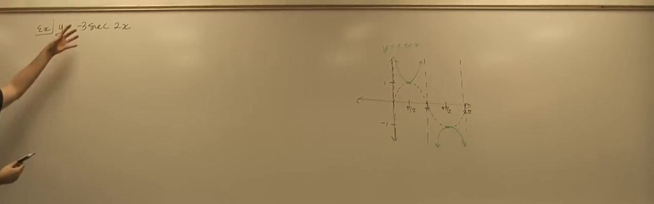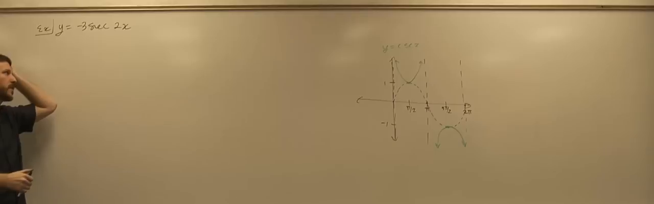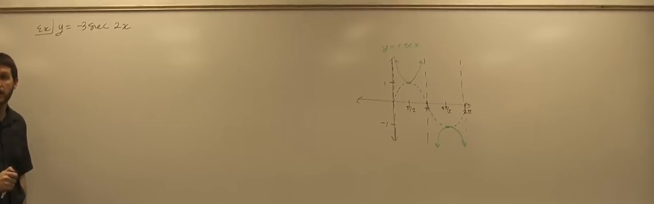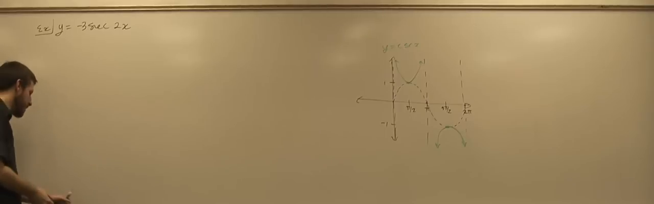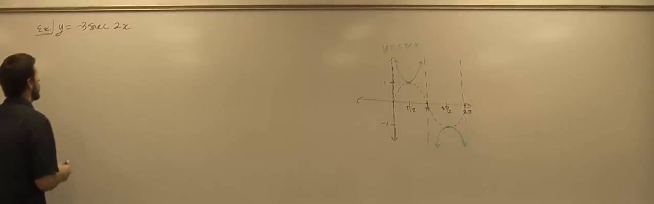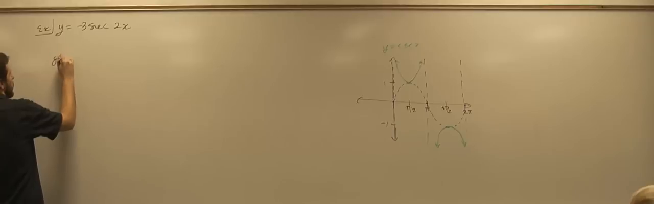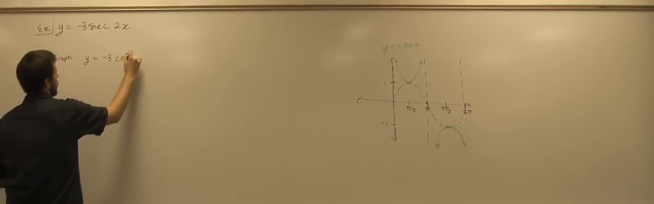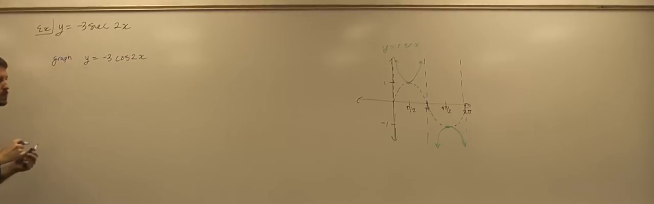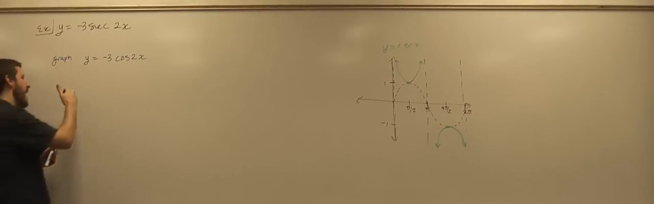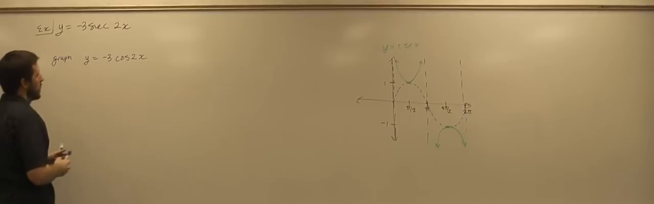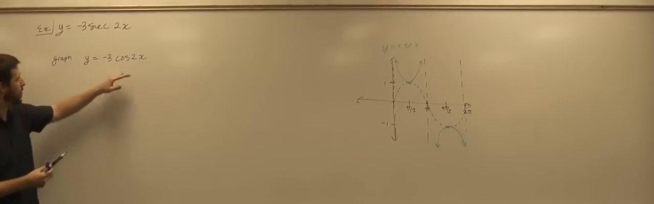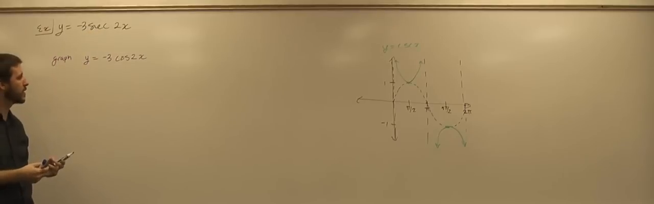So what is secant related to? What's secant the reciprocal of? Cosine. So I'm going to start by graphing cosine. Let me graph first, in purple, y equals -3 cos 2x. And then once we have that, it'll be a quick trip to get to secant.